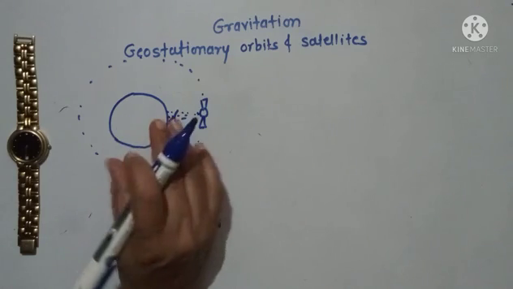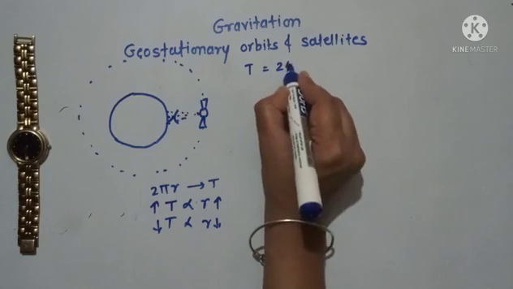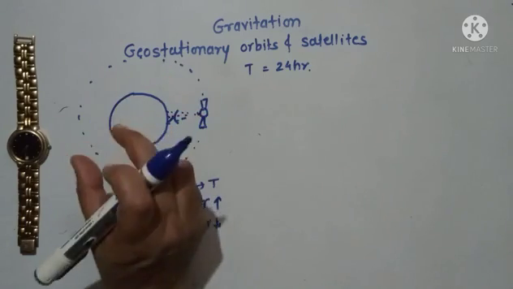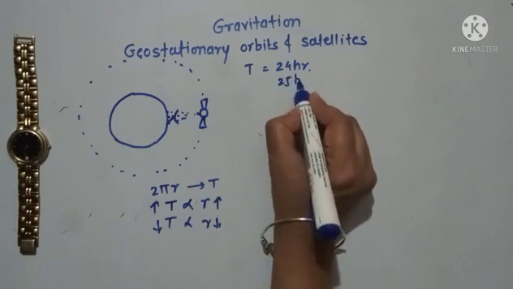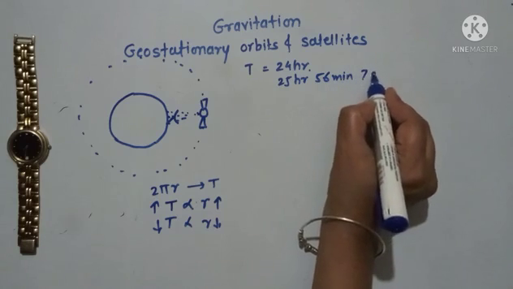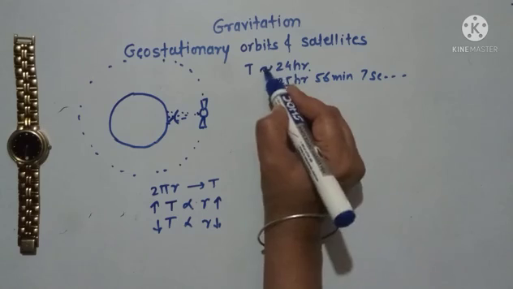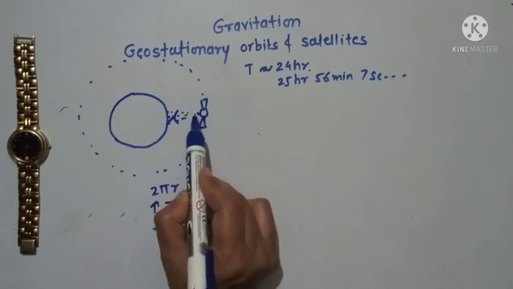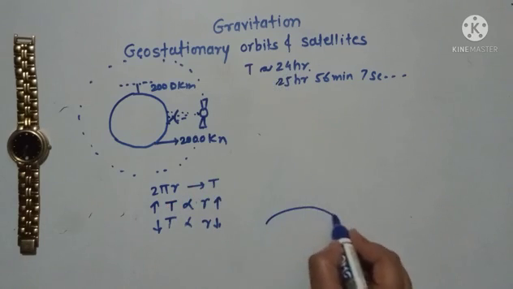Now we know that the earth is revolving around itself with a time period T equal to 24 hours. The earth has a spinning motion and the time period of the spinning motion is 24 hours. Actually it is 23 hours 56 minutes and some seconds, but we nearly take it as 24 hours for simplicity. Now as this satellite should be stationary, it must also have the time period T equal to 24 hours. Now this is the earth's surface.